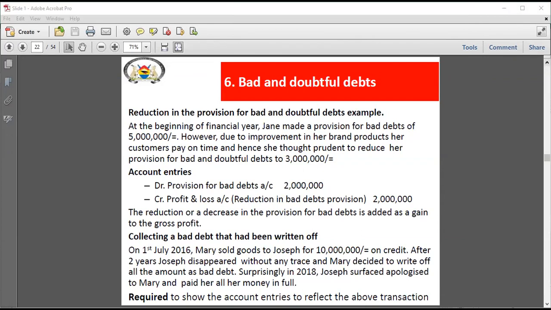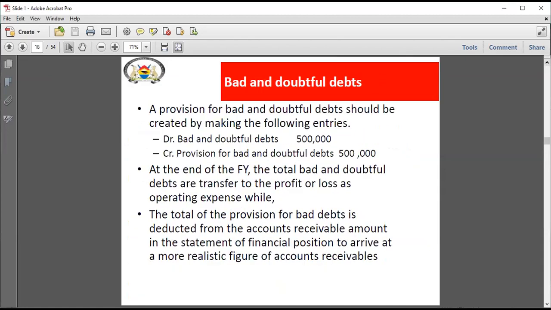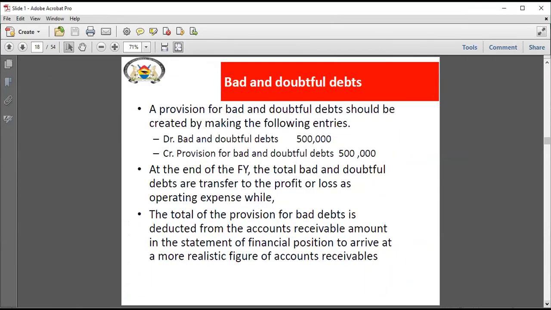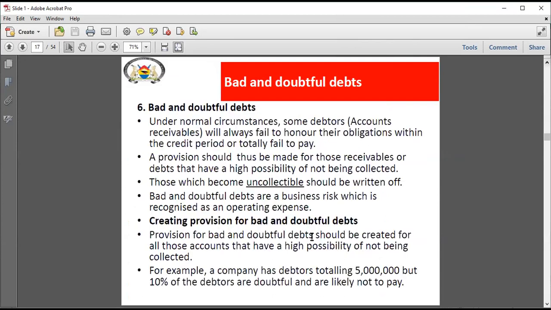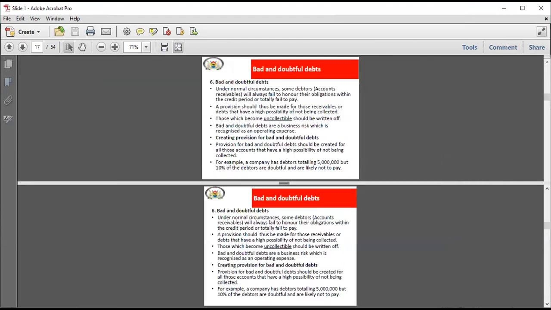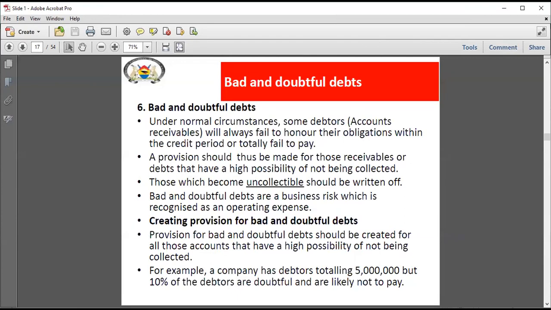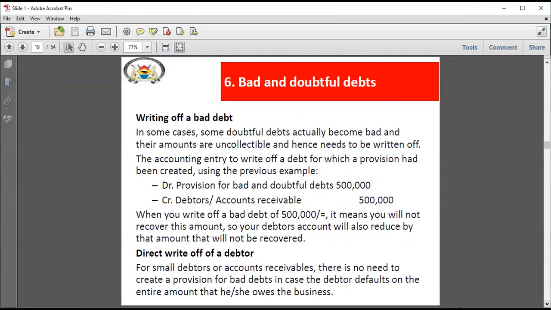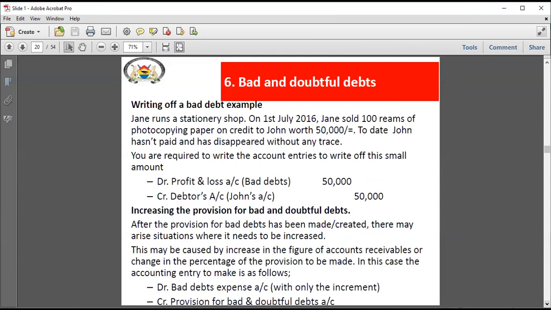who is not being traced right now, and you have to make a provision for them, like the way we saw here. Okay. So we have a case here where John was not traced.